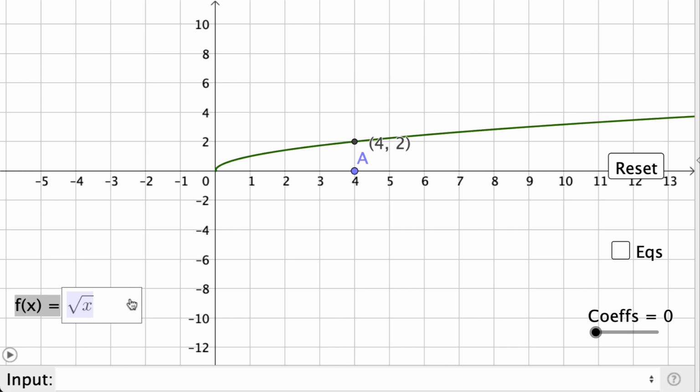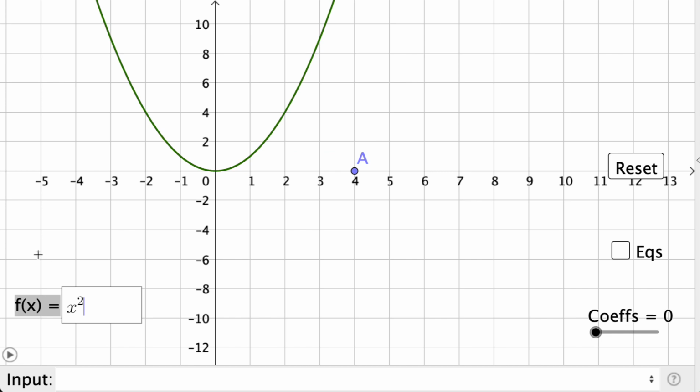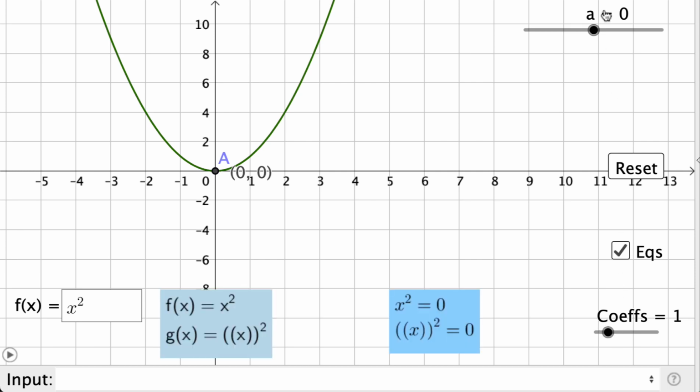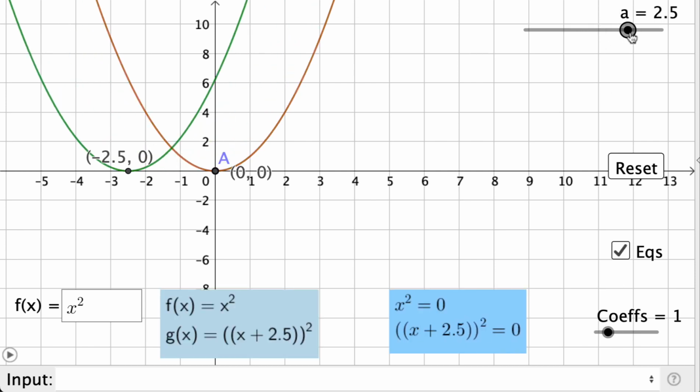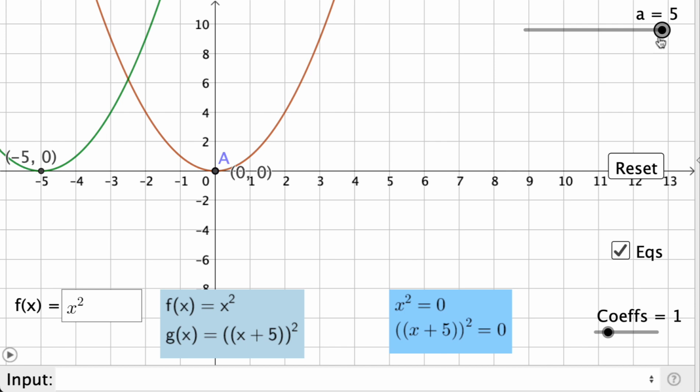Okay, so let's start with x squared, for example. So we have x squared as our function f of x, familiar parabola shape. And we have a point that we can move along this function. Let's position it here right at the vertex at 0, 0. And then we'll say, suppose that we replace f of x with f of x plus 5. So I set this value to 5.